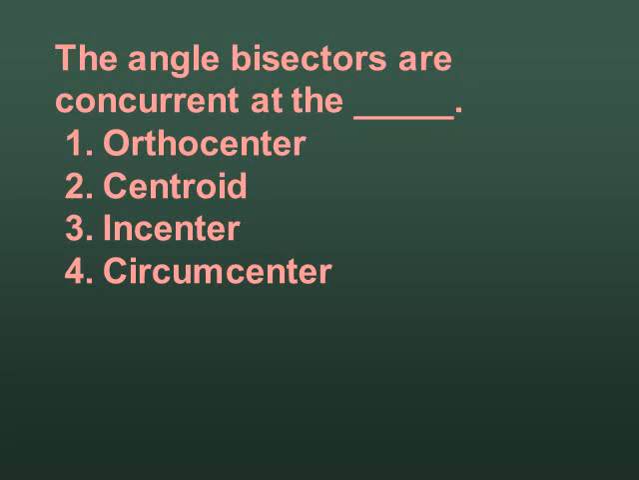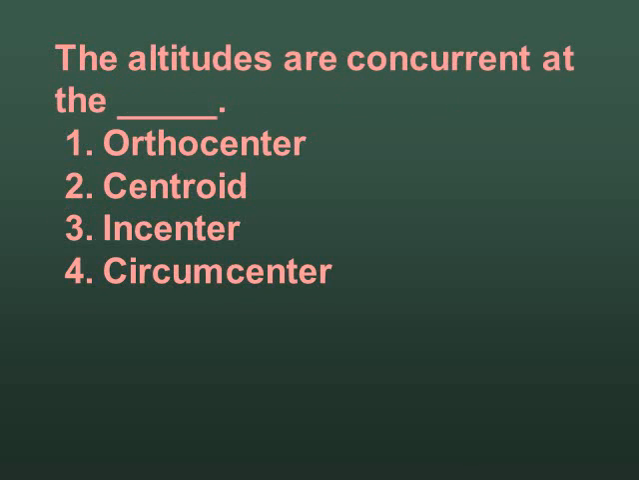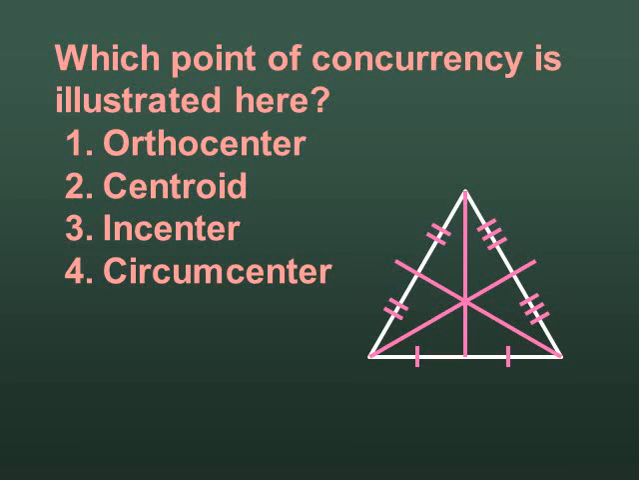Now let's practice some vocabulary. The angle bisectors are concurrent at the incenter. So I remember angles being inside the triangle, incenter. Altitudes are concurrent at the orthocenter. You're going to have to come up with little ways for your brain to remember it. Which point of concurrency is illustrated here? Right, this is the one we just did, centroid, so we've got midpoints to vertices.